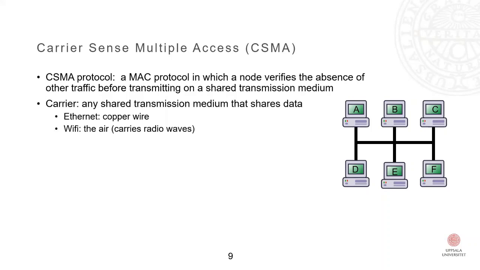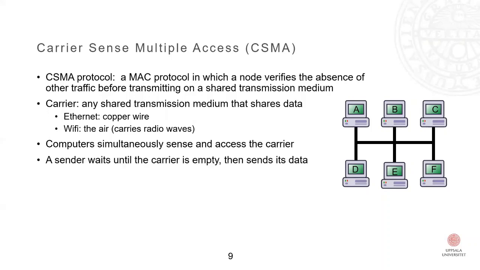So we have the notion of a carrier here, which is simply any shared transmission medium. In the case of Ethernet, it is copper wires, and in the case of Wi-Fi, it's the air that carries radio waves. So computers all at the same time sense this carrier and access it if it is empty. And if it is not empty, they have to wait until it is empty, and then they send data. And the bandwidth is the rate at which a carrier can transmit data.